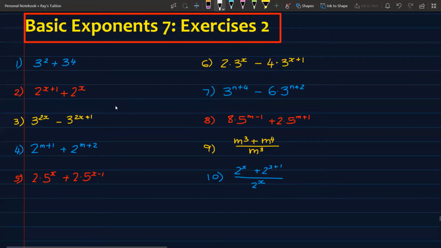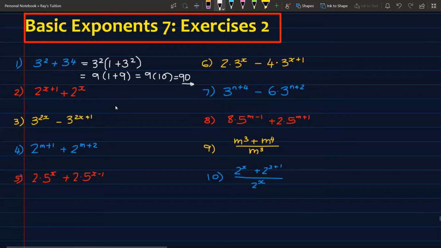Okay, so let's start at the first one. We have 3 squared plus 3 to the power of 4. So the trick here is to factorize. What's common between the first term and the second term is 3 to the power of 2. So we take it out as a common factor, and 3 squared divided by 3 squared is 1, and 3 to the power of 4 divided by 3 squared is 3 to the power of 2. This we can then simplify to 9 times 1 plus 9, and that is then 9 times 10, which is simply 90.